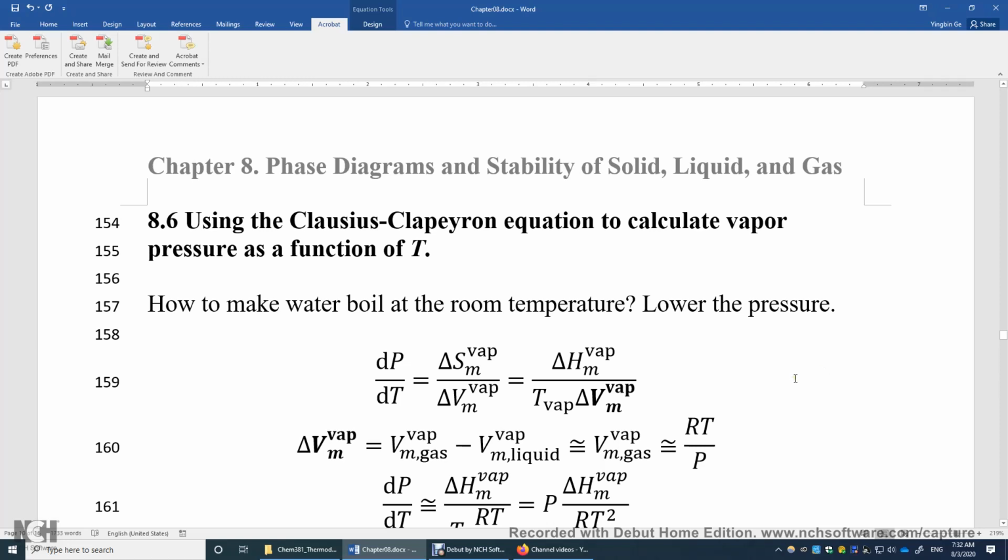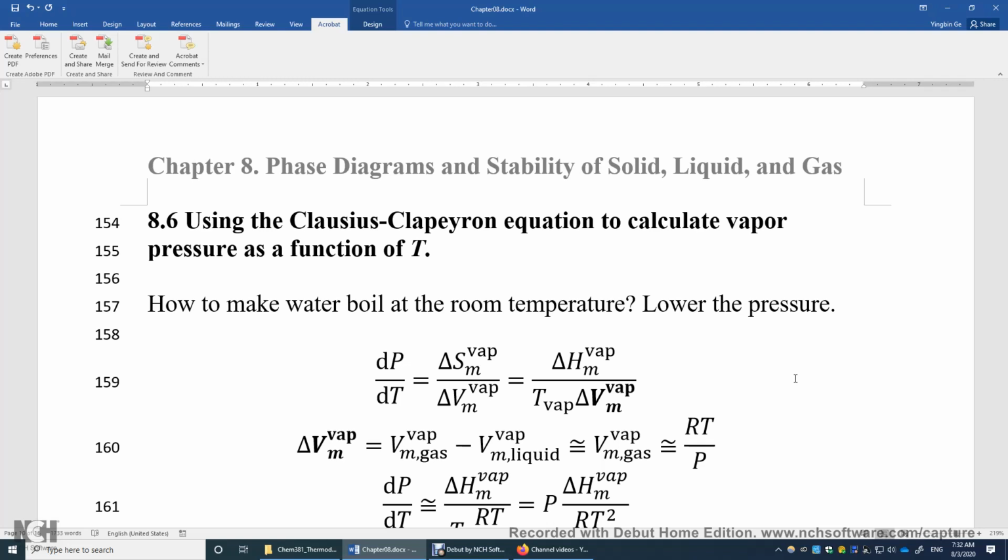Section 8.6, using the Clausius-Clapeyron equation to calculate the vapor pressure as a function of temperature. Well, is it possible to make water boil at room temperature? Yes, of course. You lower the pressure to 0.03 bars, then you can boil water at 25 degrees Celsius.